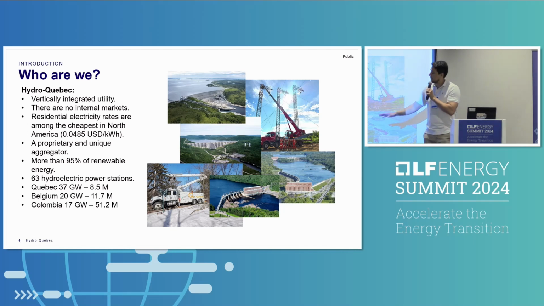We have 63 hydroelectric power stations, and just for comparison of how big it is, it is the biggest producer of electricity in Canada. Quebec produces 37 gigawatts of power and has around 8.5 million customers. Belgium produces 20 gigawatts and has around 11, 12 million people. Colombia, the region I originally come from, produces 17 gigawatts and has around 51 million people. So the energy per capita of Quebec is one of the highest in the world.